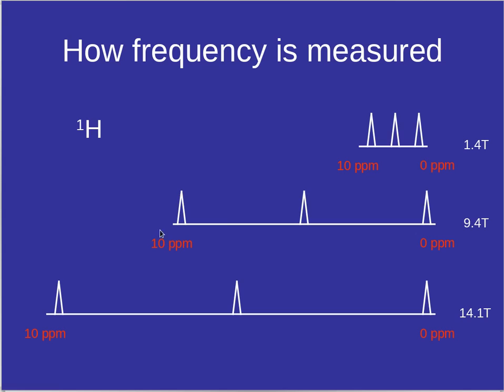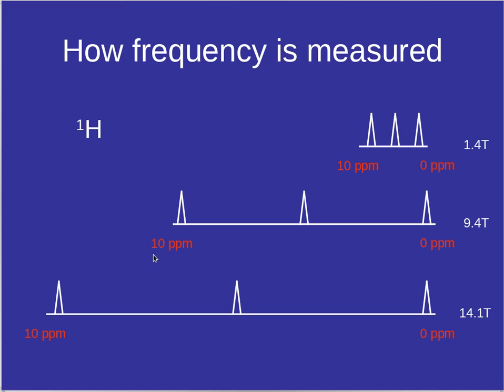Just bear in mind that if you run the same compound on 3 different instruments, you'll find that you get matching spectra. So you see this compound has a signal at 0, 5 and 10 ppm. You run it on a different instrument, it's also at 0, 5 and 10 ppm. But you might realize that the higher field strength spreads out the signals better, so you might have overlap if you run at too low a field strength.